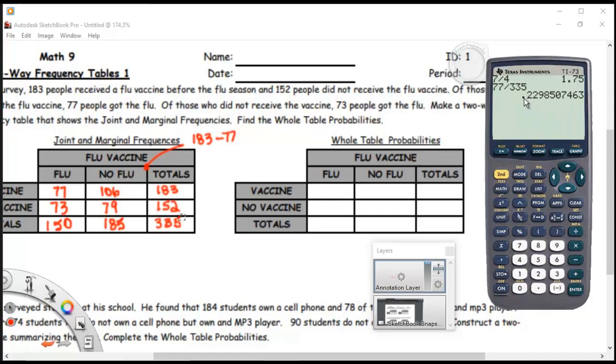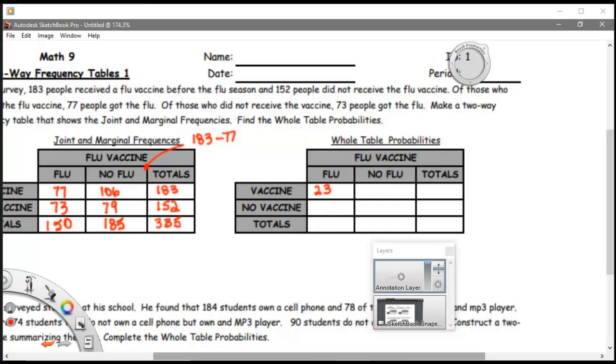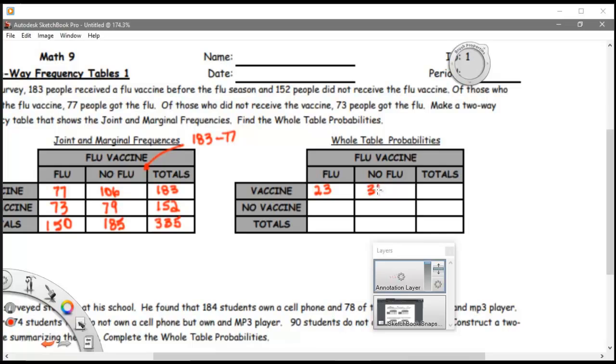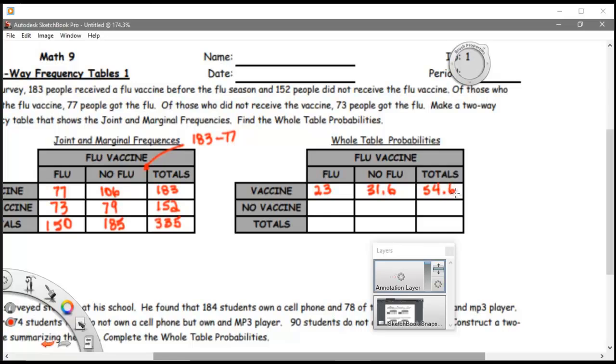So the percentage of the people that got the flu and had the vaccine is 22.98, and we round to the nearest tenth, so it'll be 23%. Next, I take 106, the no flu column that had the vaccine, divide it by 335, and I get 31.6. If I add those two together, 23 plus 31.6, I get the total percentage of people that took the vaccine, 54.6%. Just a little bit over half of the people surveyed took the vaccine.